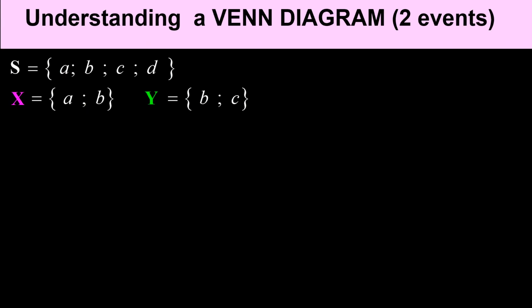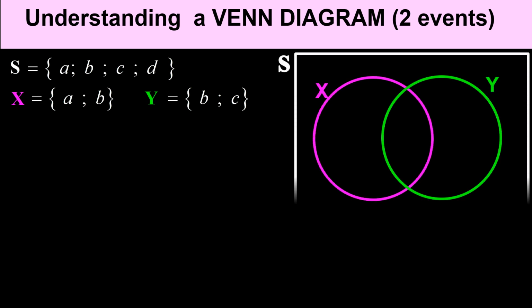Now, I want to show you how to understand a Venn diagram. What I mean by that, if you have a Venn diagram, let's look at all the regions that we have in the Venn diagram. Let's take this one here. There I've got a sample space A, B, C, D. So my sample space consists of A, B, C, and D. X consists of A and B, and Y consists of B and C.